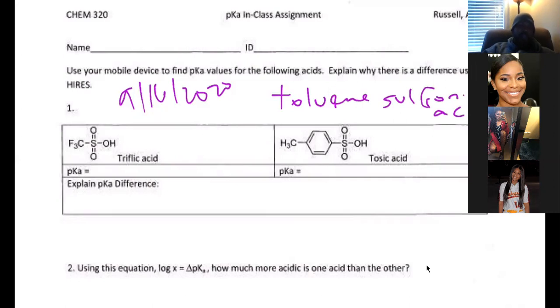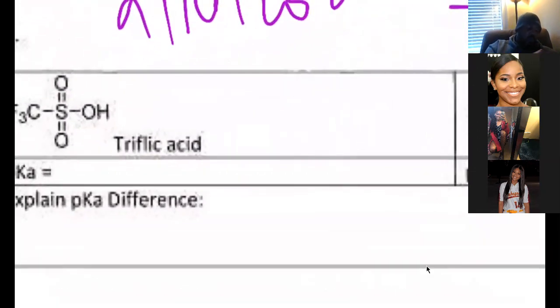And then triflic acid. You'll be able to find triflic acid. That ain't gonna be a problem. For triflic acid, it says -15. Okay, we'll take it. Yep, we'll take it. -15. Yeah. Put that right here.